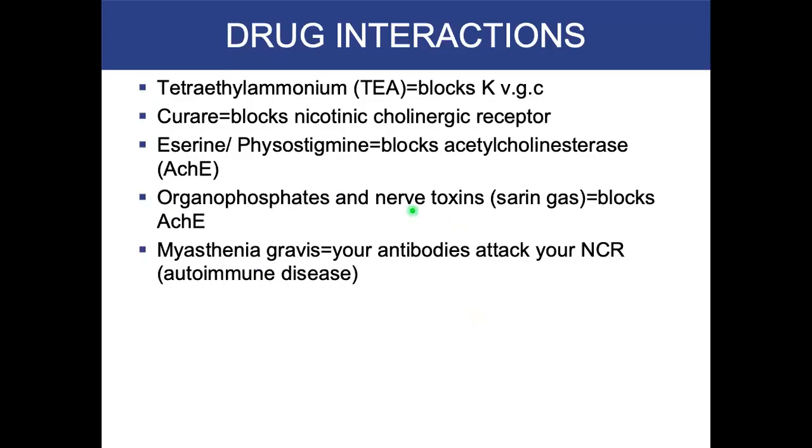The next one is organophosphates and nerve toxins, like sarin gas. These guys are going to do the same thing. Organophosphates are pesticides, sometimes insecticides, right? So the Raid spray has organophosphates in it. It's actually going to block acetylcholinesterase as well. So it's going to activate the nervous system and turn on everything, and eventually the person's going to die because they can't handle constant depolarization of their body cells.